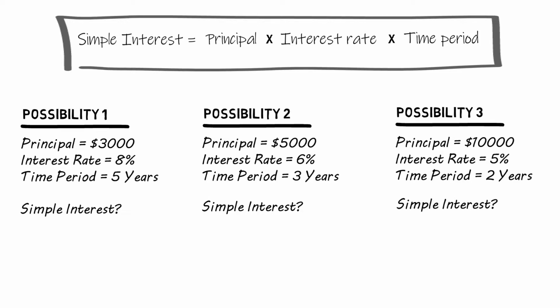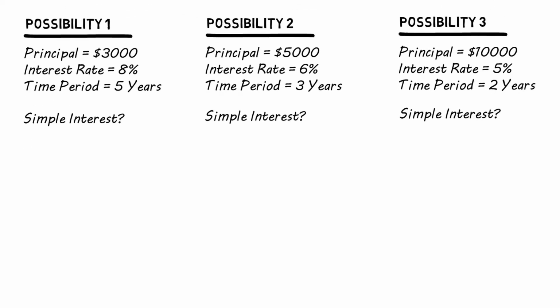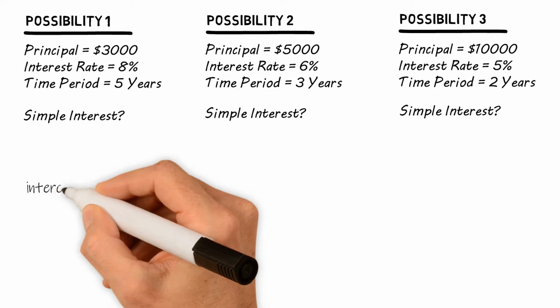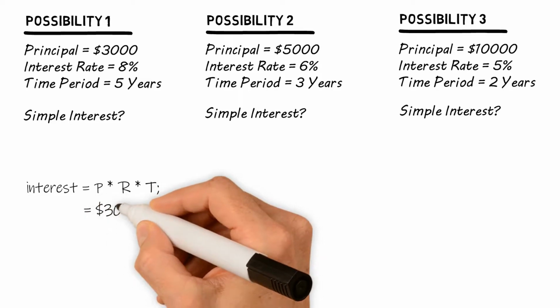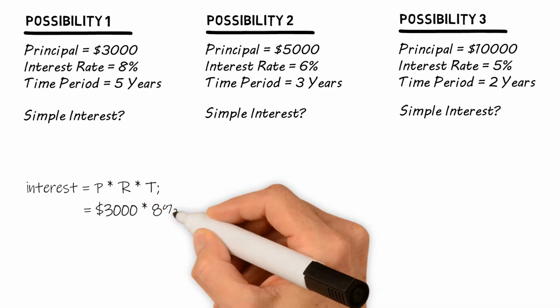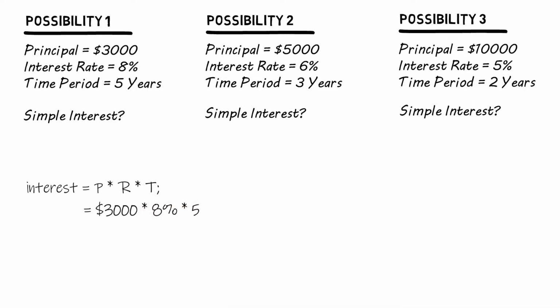Let's implement the calculation part of the program. For possibility 1, interest is equal to P times R times T, where P is the principal amount, R is the interest rate, and T is the time period. That means $3,000 multiplied with 8% multiplied with 5. So the resulting value is $1,200. Okay, I'm done with possibility 1.